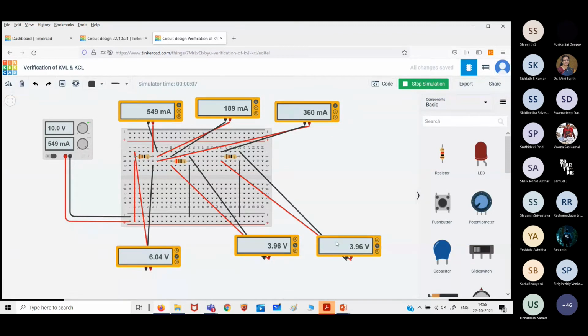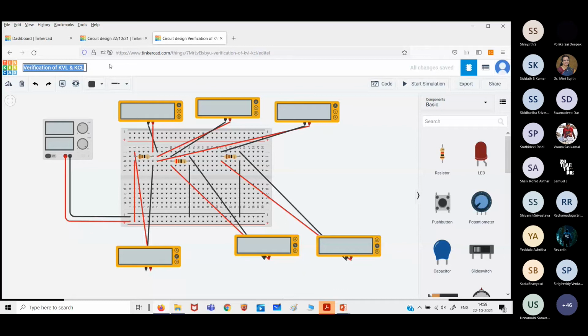Okay. Now this is about the connections. It will save automatically. You can take a screenshot if you want to paste it in your manual, which is a requirement. Now let me stop the simulation. And here you can see verification of KVL KCL is written. If you click this, you can change the name, and it becomes blue in color. You can give whichever name, maybe experiment 1, KVL KCL, or whatever; I have given verification of KVL KCL.